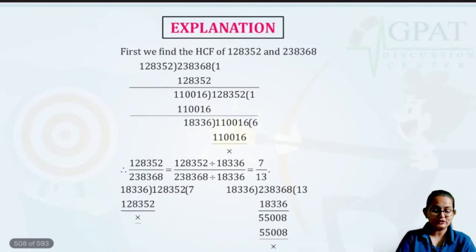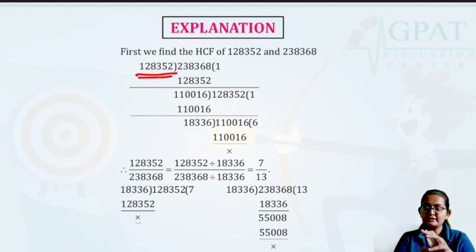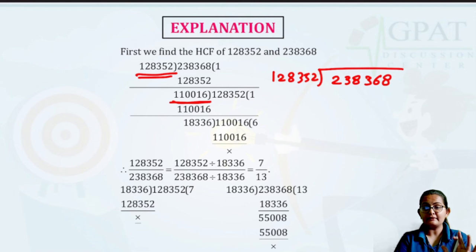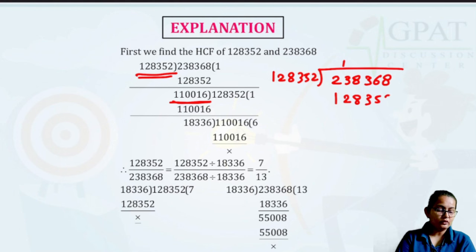How you could solve, I will show you here. You have to divide the smallest number by the other bigger number, and then you will get this particular number. This is a way of solving HCF. If you know another way, you can find it using that way also. But this is how we used to find the HCF, by dividing one number by the other. 128352 once is 128352. By subtracting this, you get 110016.